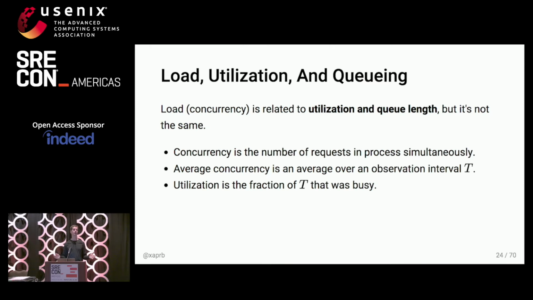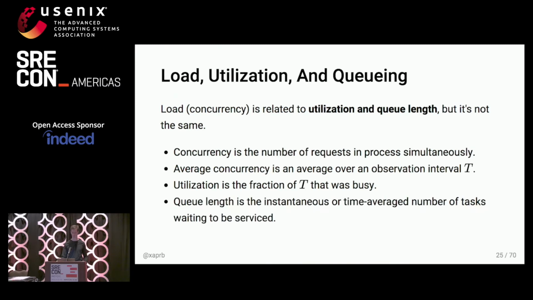Utilization is different. Utilization is the fraction of time that the system was busy. And busyness is binary. The system is either doing something or it's idle. Utilization is the total time in observation interval T, subtract out the idle time, and then you get a percentage or fraction of utilization. Then the queue length, which is also related to utilization and load, is either instantaneous or time average, just like concurrency. It's the number of things that are waiting in line to get serviced.